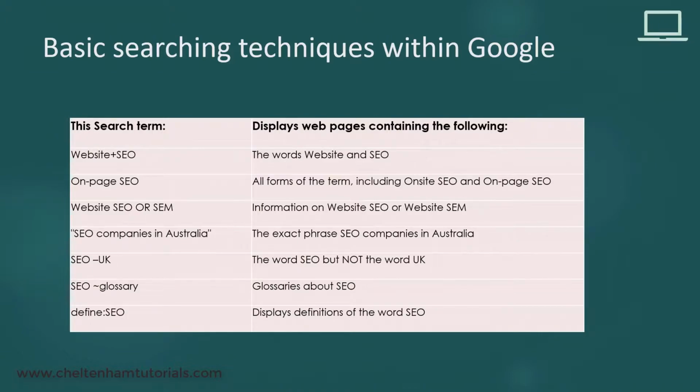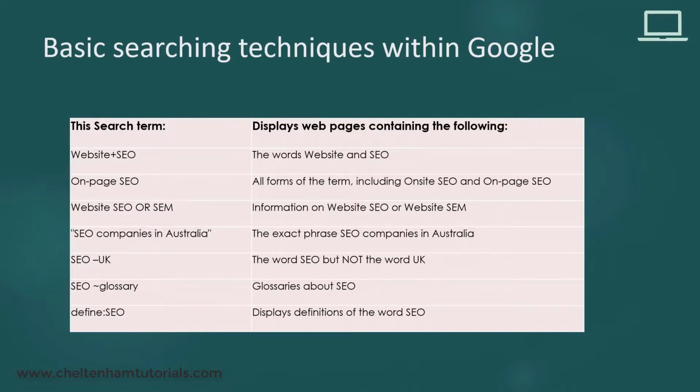Let's say you wanted an exact phrase, like SEO companies in Australia. Then within the search, you just simply type in the inverted commas, SEO companies in Australia, then inverted commas, do a search, and that would do a search for that exact phrase. Let's say you want to do a search for the word SEO, but you didn't want entries from the United Kingdom or the UK showing up. You type in SEO followed by minus UK.